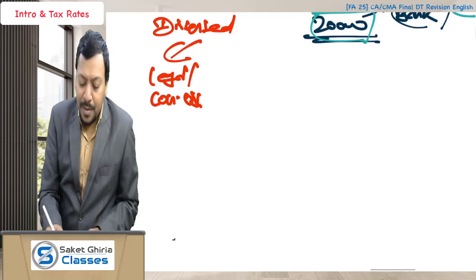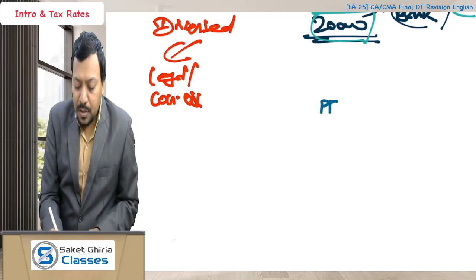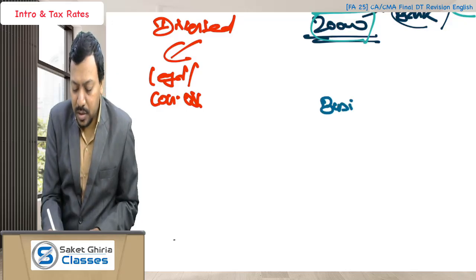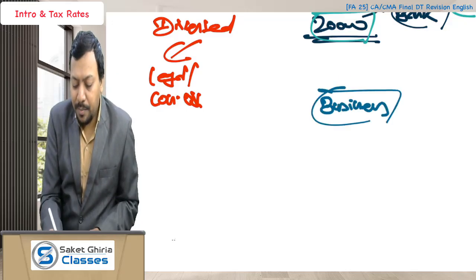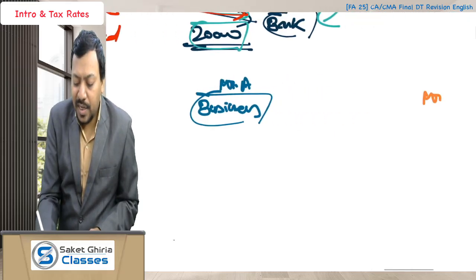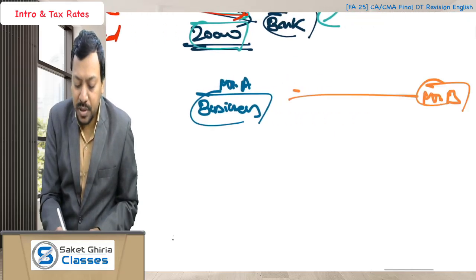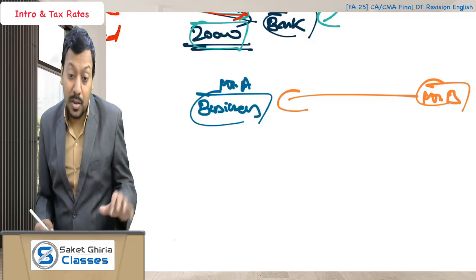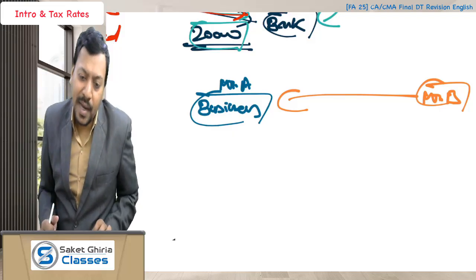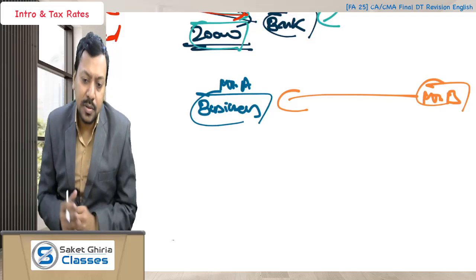Another example. There is a partnership firm, or let's say there is a business, run by Mr. A. Mr. B approached Mr. A and said, Mr. A, you are now of a very old age. Transfer this business to me. I will run this business.